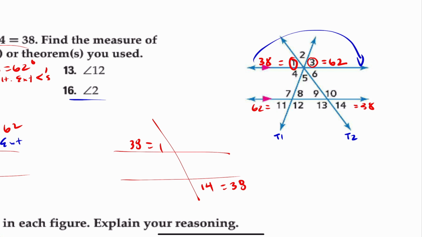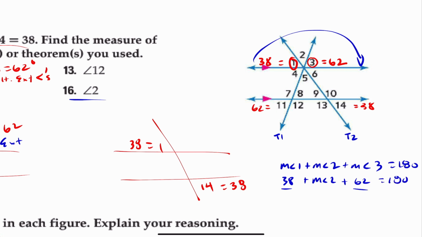If we want to figure out what measure angle 2 is, remember if I add these angles up, they're going to equal 180. So I can do measure angle 1 plus measure angle 2 plus measure angle 3, and I substitute: 38 plus measure angle 2 plus 62 equals 180. Actually, I forgot to set this equal to 180, sorry. This and this give me 100, right? Measure angle 2 plus 100 is equal to 180. Then I do algebra, and that gives me 80 degrees. So this is 80 degrees.